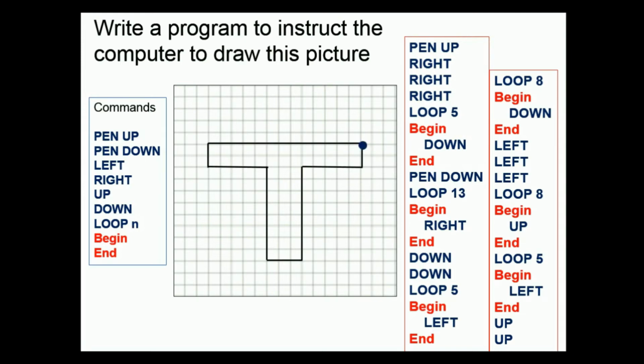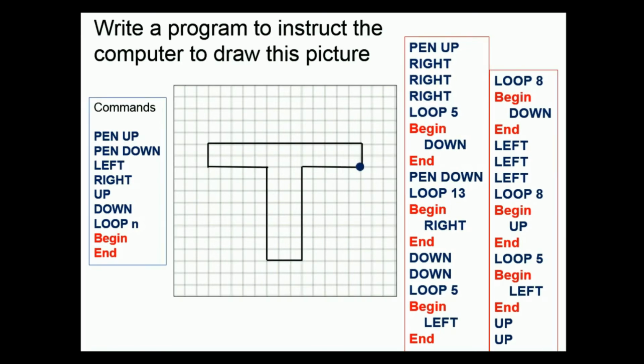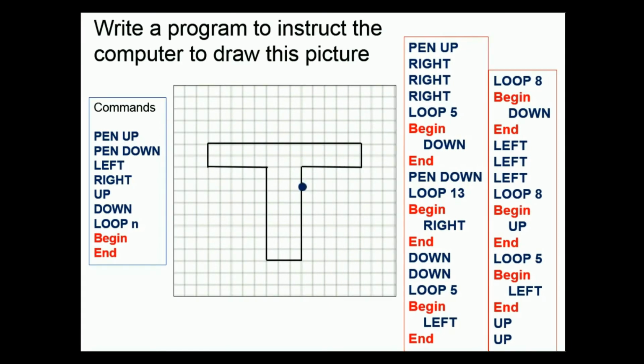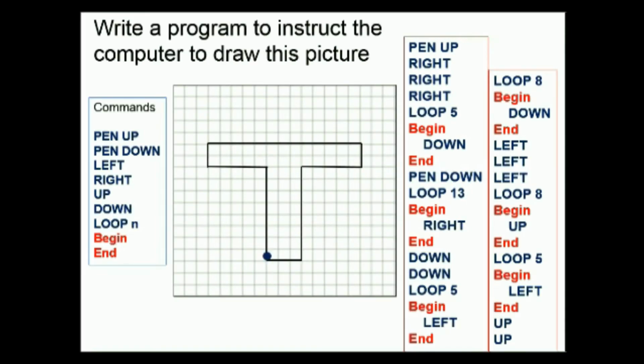You see. After that, you need to come down. Then we should take 5 times left. Then again down 8 times. Then left 3 times. Then 8 times up. Then again left 5 times. And 2 times up. You reached. That is the end of the program. Understood how to write? So now let's see how basically it works.